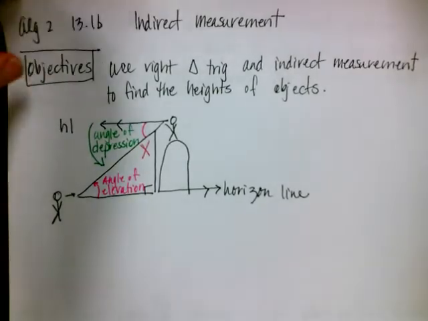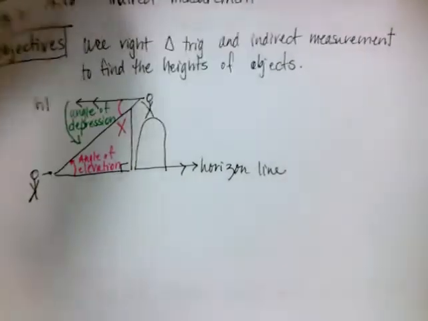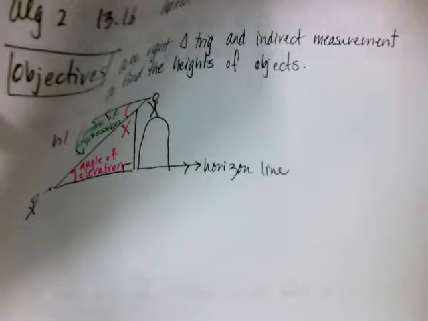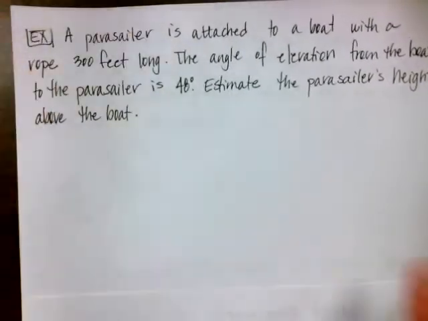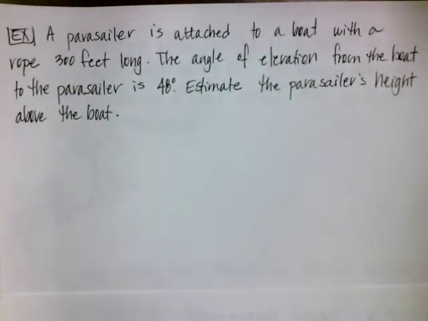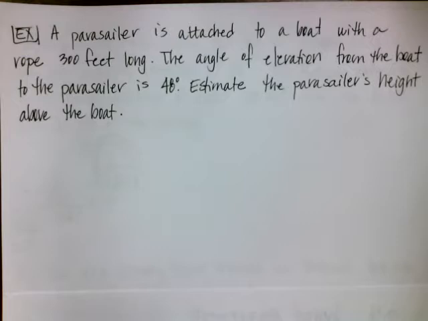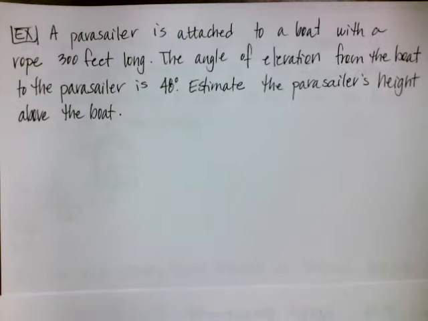All right, so I have a couple of word problems already written down, and so we're just going to start working through those problems. The first step in these is always to read and then draw a diagram. So here's our first problem. A parasailer is attached to a boat with a rope 300 feet long.